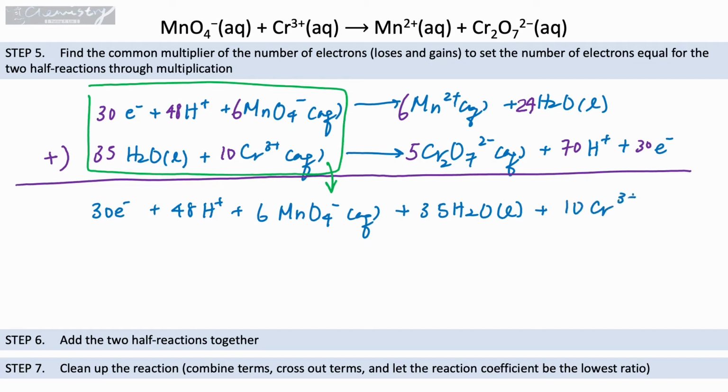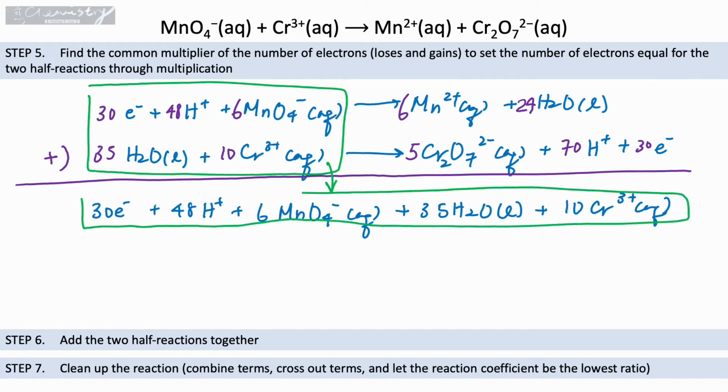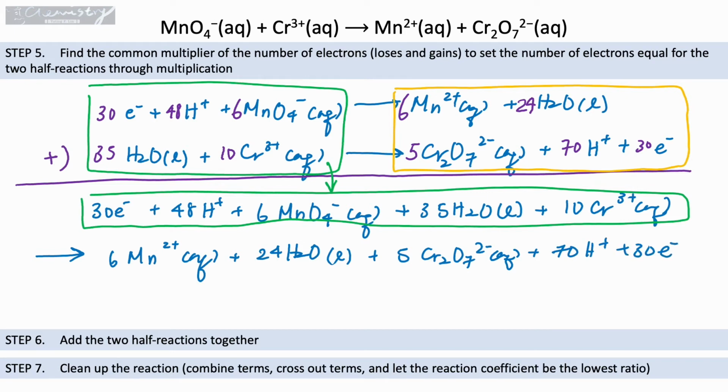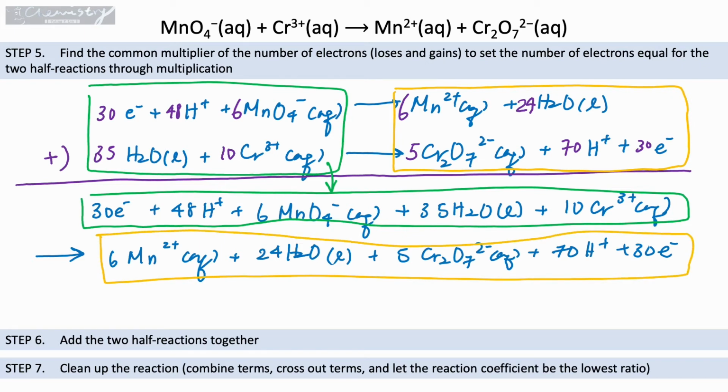So I'm doing everything on the left side. So that is everything on the left side. And then going to everything on the right side. So that is 6 manganese 2 ion, and then 24 water, 5 dichromate ion, and then 70 protons and 30 electrons. Okay. So now I just finished step 6, adding the 2 reactions together.